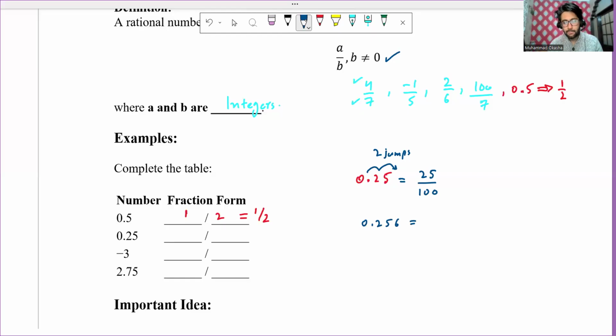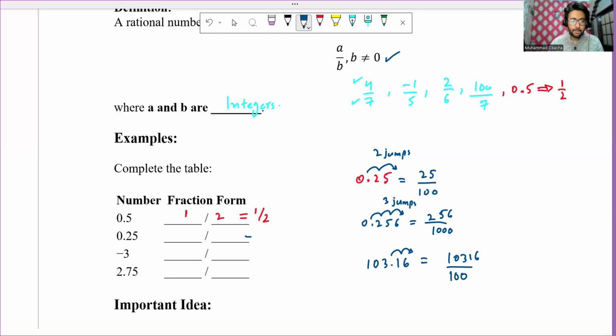Okay, let's say you have 0.256, right? How many jumps would you have to make? You'll have to make 3 jumps. So if you make 3 jumps, that's going to be 256 divided by 1,000, right? Let's say you have 103.16, right? Then you'll have to make 2 jumps forward, right? So that's going to be 10316. You made 2 jumps, so put 2 zeros, and that's going to be 100. So you convert decimals into fractions.